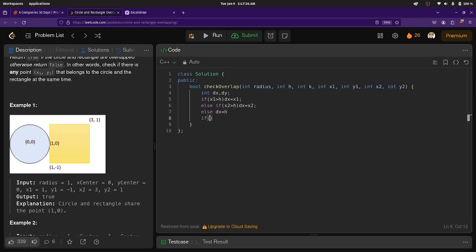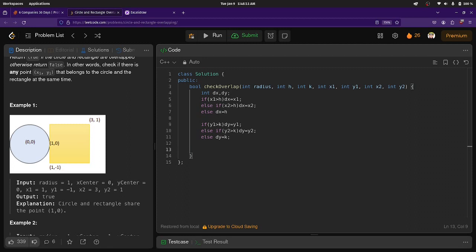एंड सिमिलरली if y1 is greater than k, then dy equals to y1. Else if y2 is greater than k, then dy equals to y2. Else dy equals to k. Let's give a space between them. Okay. So we got our dx and dy.